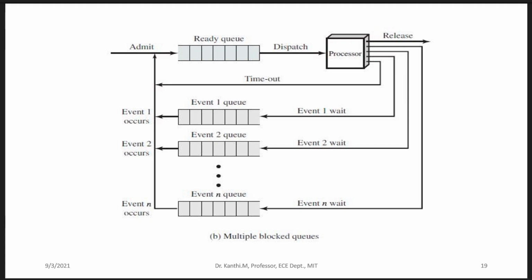So you have block 1, 2, 3, etc. This alternate solution could give you lesser time for searching for the process. As soon as event 1 occurs, it will come back to the ready list. For the event 2 queue, you have this. If the processes are waiting for different events, you categorize or distribute them for the different events separately, which will simplify your job in dispatching the various processes for execution. So these are multiple blocked queues.